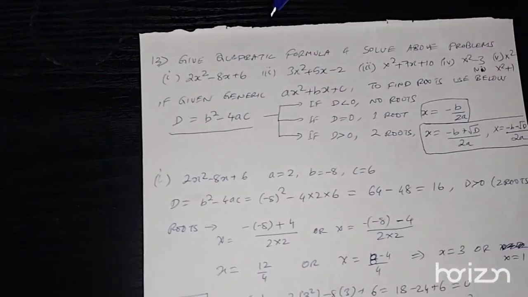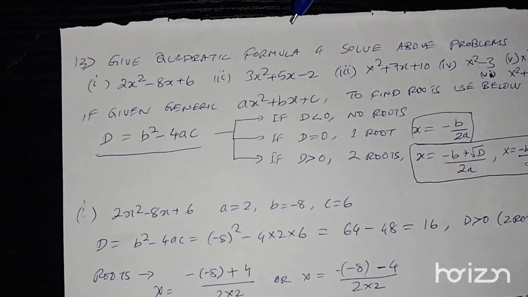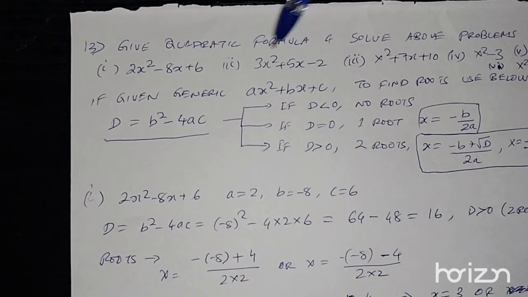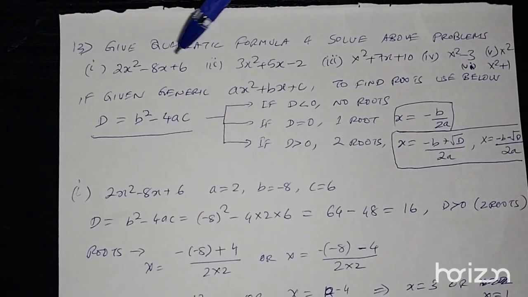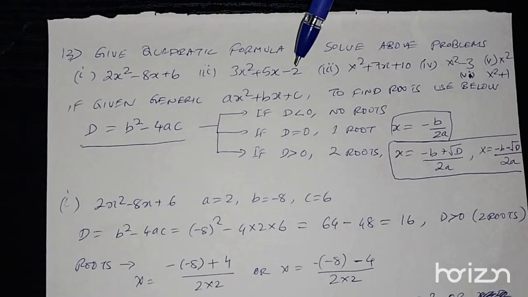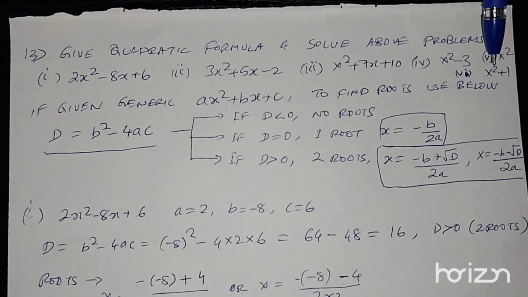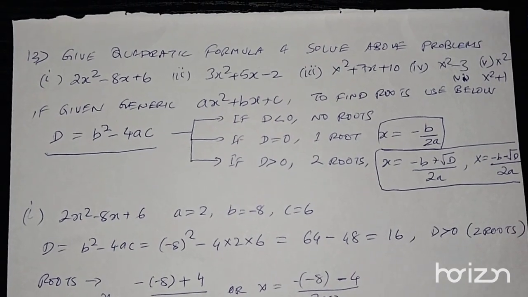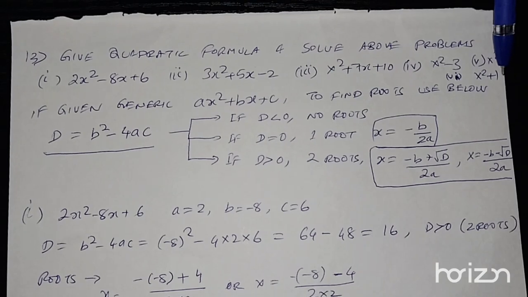Okay, now you have solved it using inspection. Now can we solve the same problems using formula? Give the quadratic formula to solve the above problems. Same problems: 2x squared minus 8x plus 6, which you have seen before, 3x squared plus 5x minus 2, x squared plus 7x plus 10, x squared minus 3, and we have given you two more problems here, x squared and x squared plus 1.